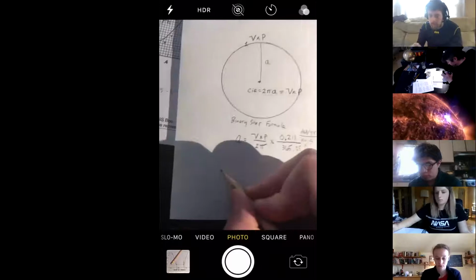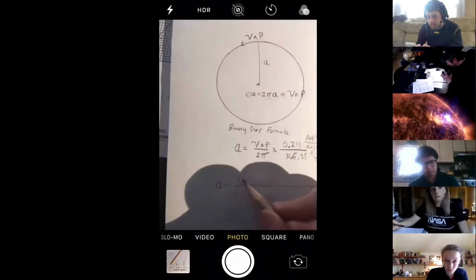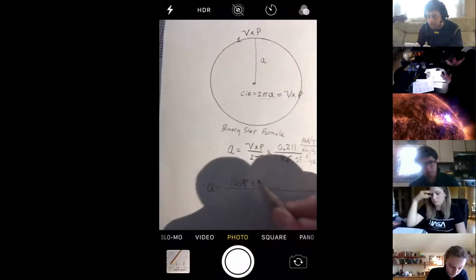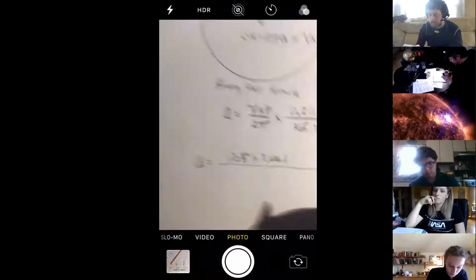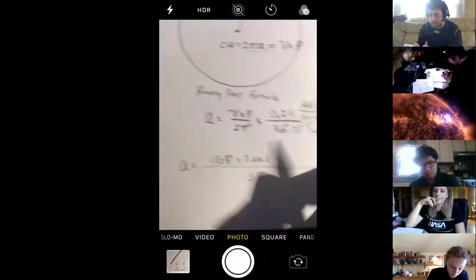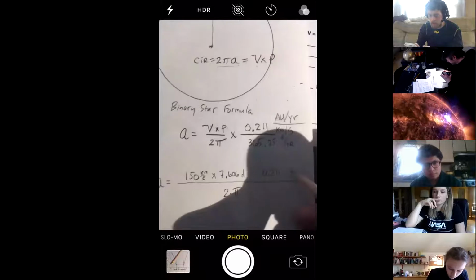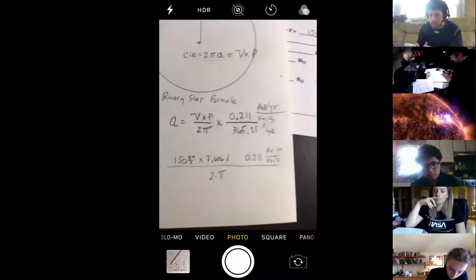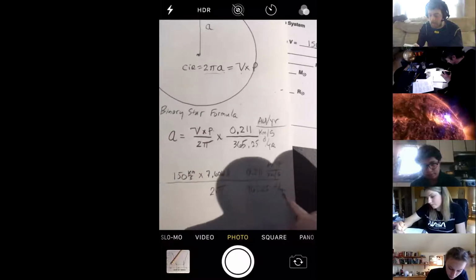And we've got our period here, so let's plug it all in. So our A is going to equal the velocity, 150 kilometers per second, times the period, 7.606. Let's just use 7.606 days. Forget the precision, okay? Over 2 pi times 0.211 AUs per year per kilometer per second, all over 365.25 days per year. I know, that sucks.